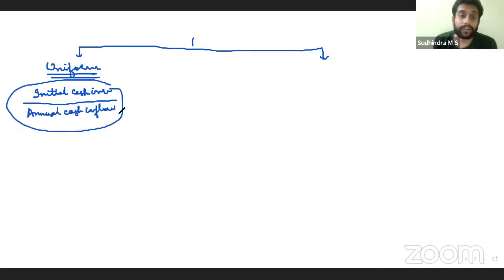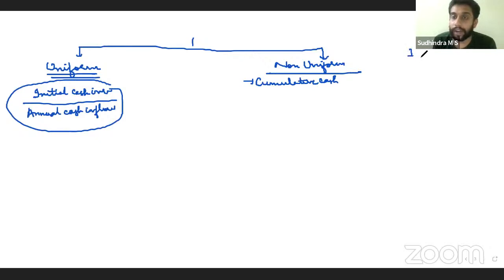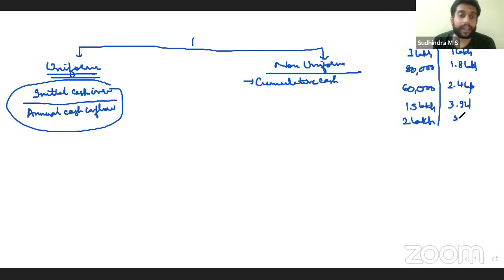However, normally cash inflows will not be uniform. In case of non-uniform cases, we use the concept of cumulative cash flow. That means initial investment is 3 lakh. First year I have got 1 lakh rupees. Second year I have got 80,000 rupees. Third year I got 60,000 rupees. Fourth year I got 1.5 lakh rupees. And fifth year I got 2 lakh rupees. In this case, I go with cumulative: 1 lakh, 1.8 lakh, 2.4 lakh, 3.9 lakh, and 5.9 lakh.